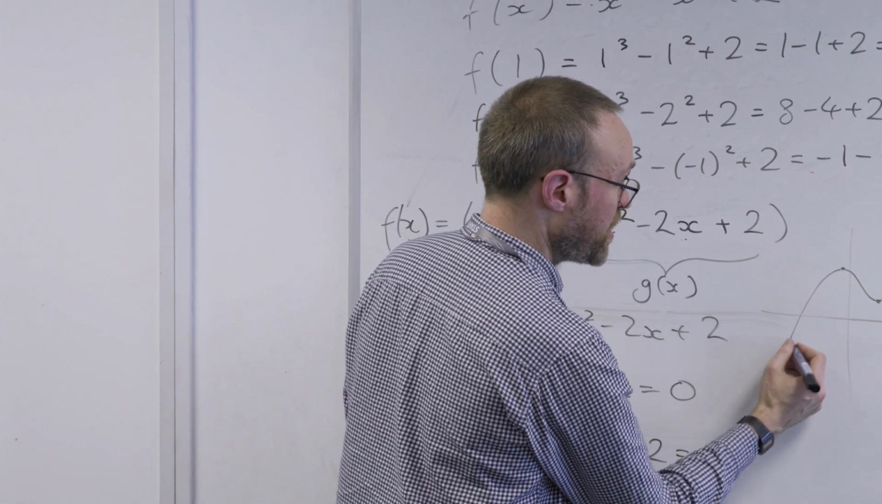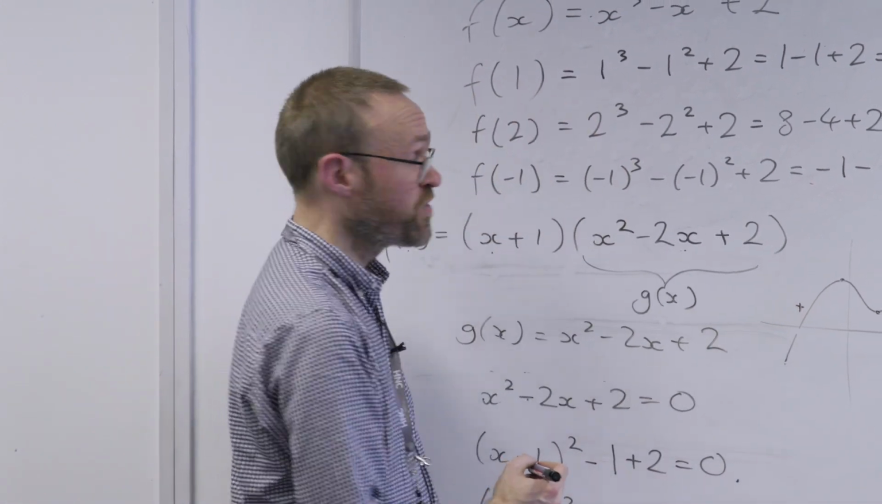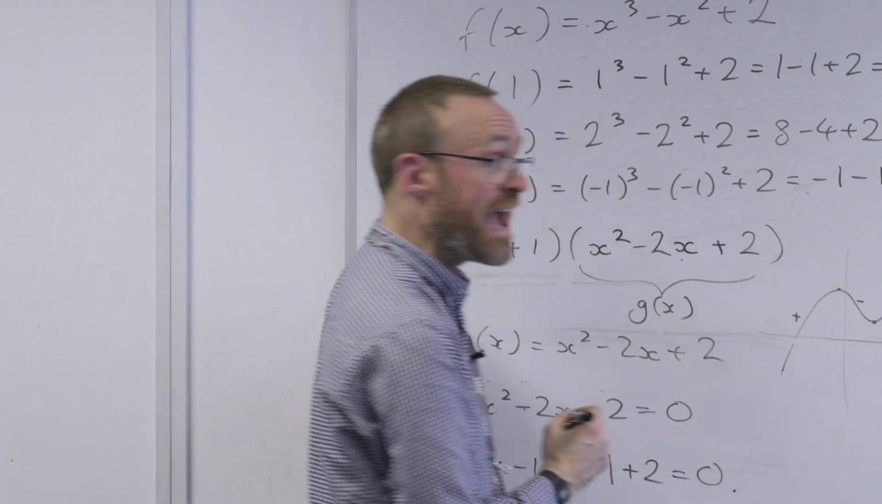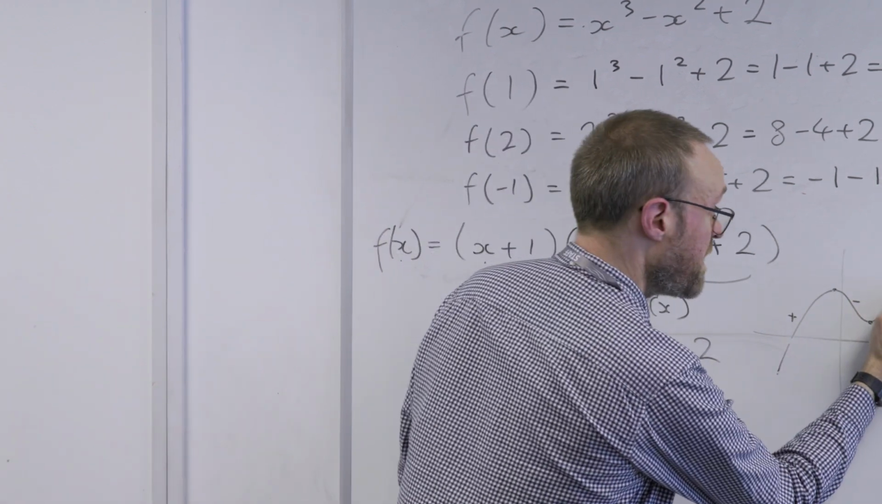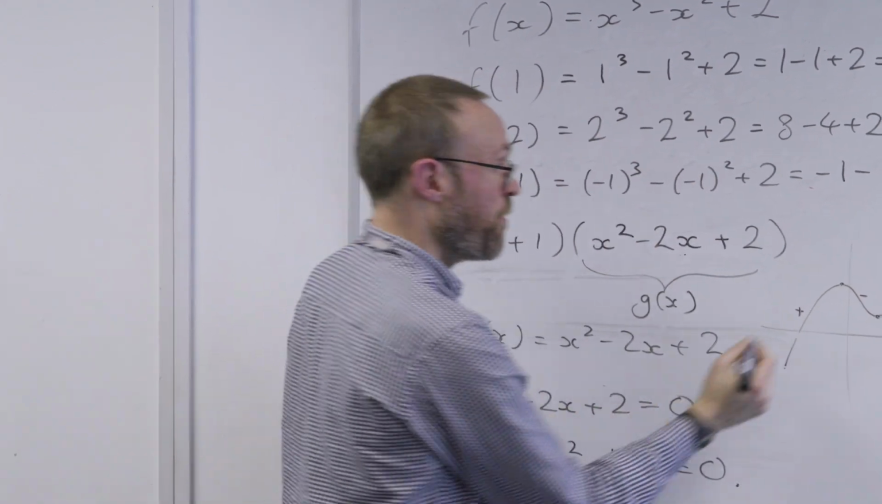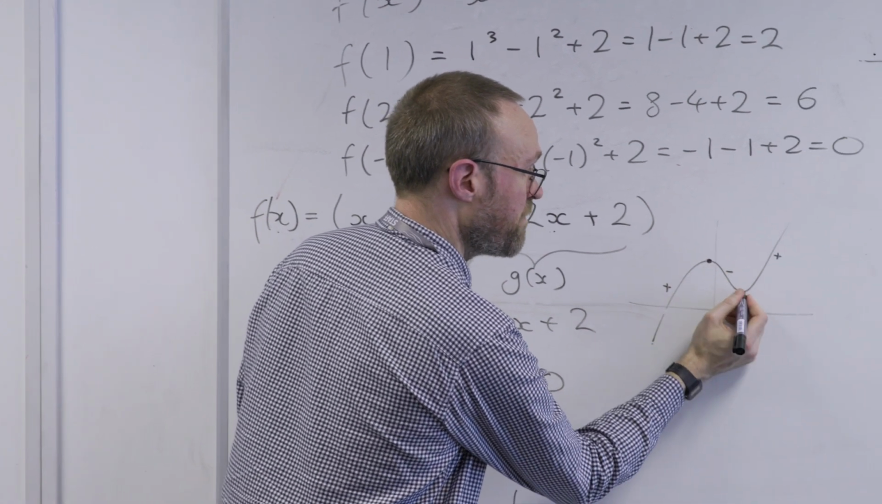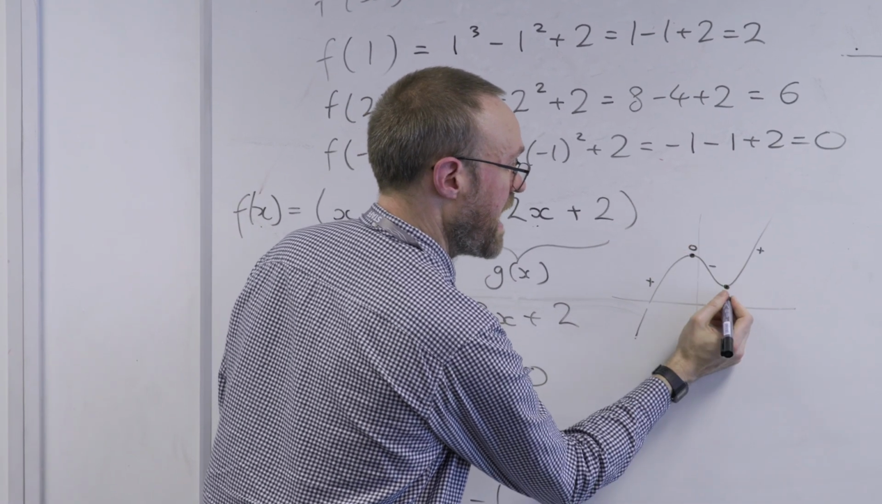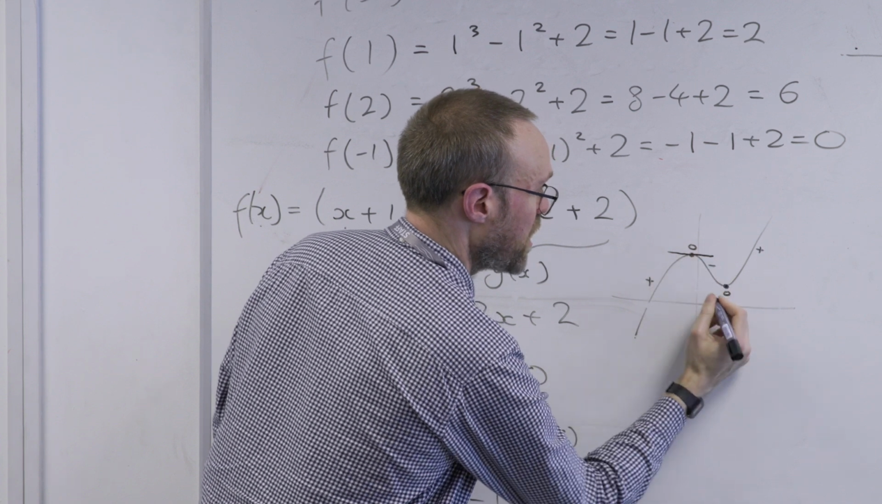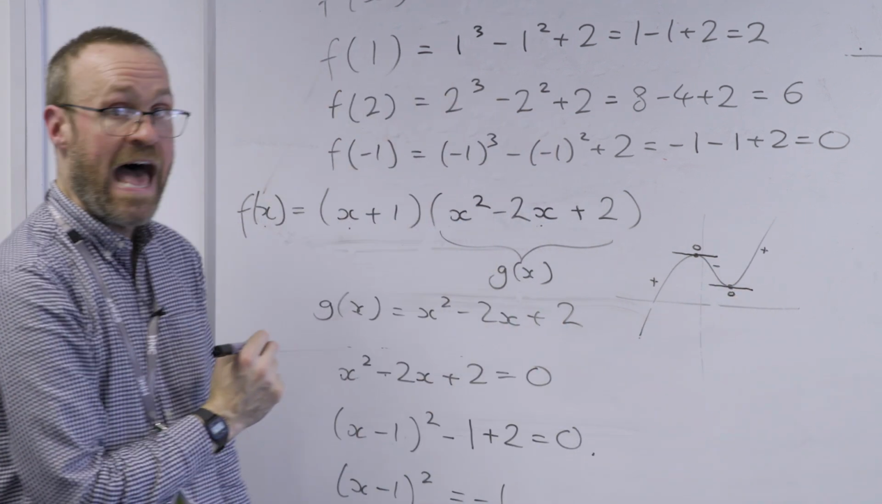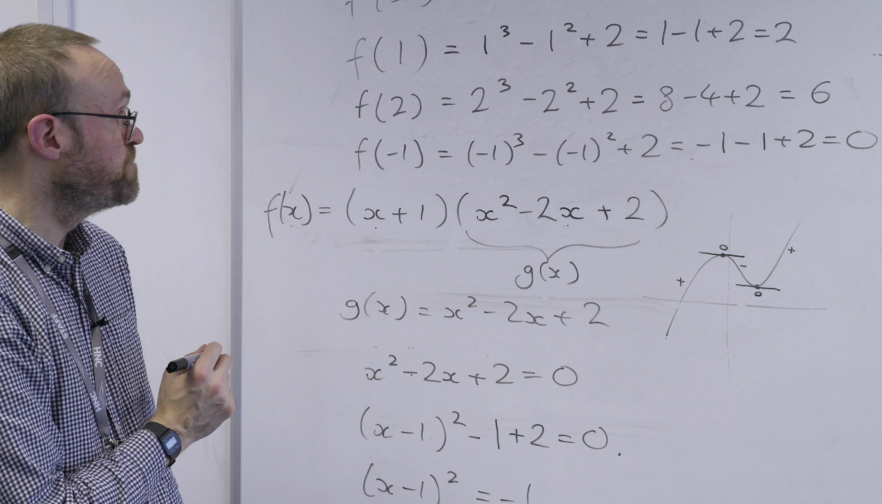The gradient in this section is positive, the curve is going up. The gradient in that section is negative because it's going down, and the gradient in that section is positive. And the point where it switches over between negative and positive are those points there. The gradient there is 0. If I drew a tangent to the curve, it would be flat, and the gradient is 0.